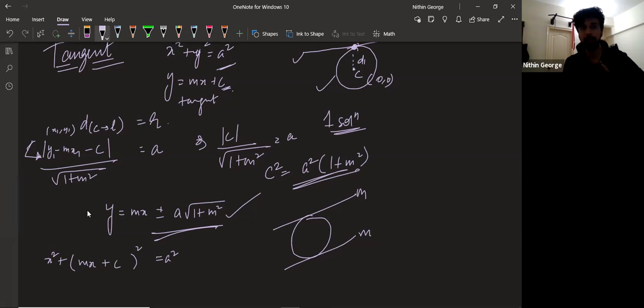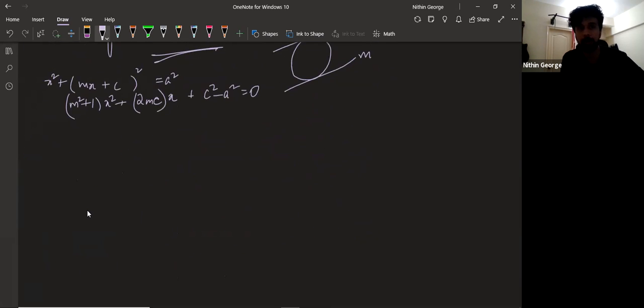I put the equation of the line into that of the circle. So I'm solving for the line and the circle. So I get m square plus 1 into x square plus 2mc into x plus c square minus a square equal to 0. This is your quadratic in x. So the idea is x should have one solution, which means D is equal to 0. So for any conic, this is how we take care of the tangent situation. You solve both the line and the conic, and then you put D equal to 0 because there will be exactly one solution.